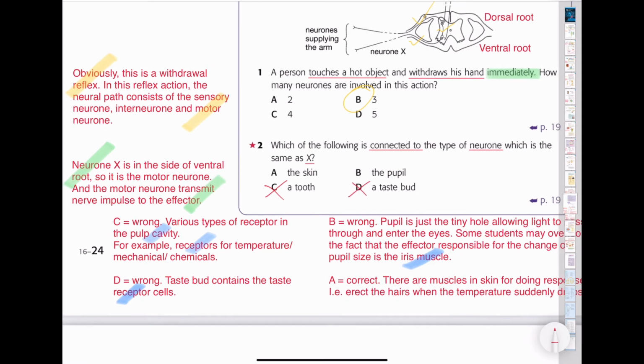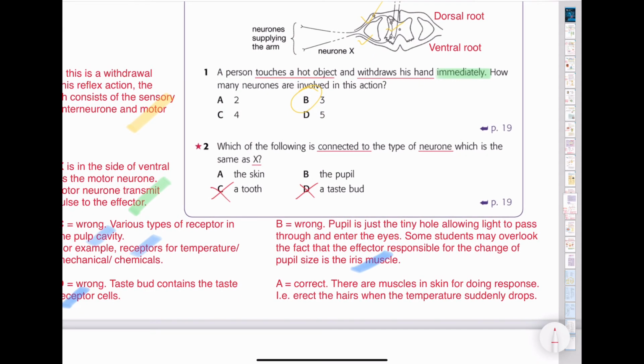And then option B, the pupil, is also wrong. Although you think that the pupil is a tiny hole for the light to enter the eyes, and then we can control the size of the pupil. So that's why a pupil can be regarded as an effector, isn't it? Of course not. Actually, the pupil is not an effector. Pupil is just a tiny hole. And actually the size of the pupil is under the control of the iris muscle. The iris muscle is the effector. So that's why answer B is also wrong.